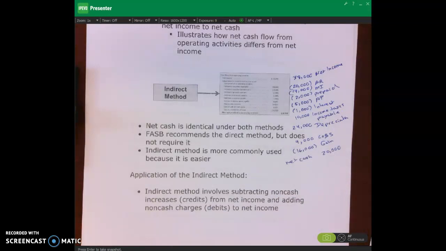Now, why is it subtracted? Because remember, what you're doing is taking net income and doing adjustments to get down to net cash. Net income of $38,000 is based upon $7,000 of interest expense. But as we saw a second ago, you actually paid $8,000. So you paid $1,000 more in interest than you recognized on the income statement. Why is that?